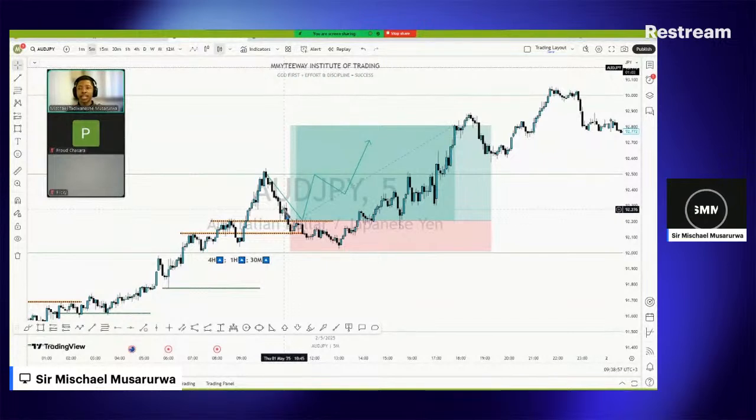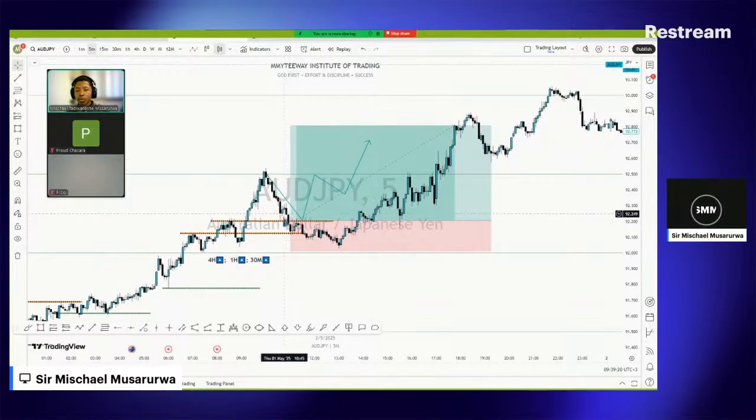I told you to place a buy limit, right? I told you to place a buy limit because I didn't want us to buy at that expensive position. And if we had bought at that expensive position, you see, we would have taken a massive loss right here.